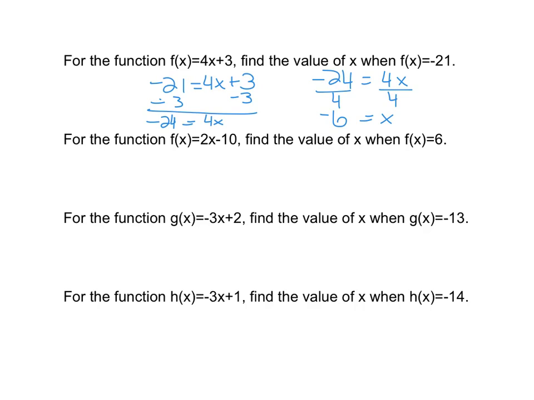For the function f of x equals 2x minus 10, find the value of x when f of x is 6. Notice they gave me the function value, but we don't know what x is. So the function value is 6. So we're going to say 6 equals 2x minus 10. We're going to solve this two-step equation. We're going to add 10 to both sides. We get 2x is 16.